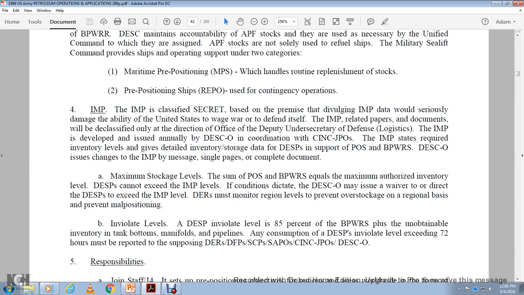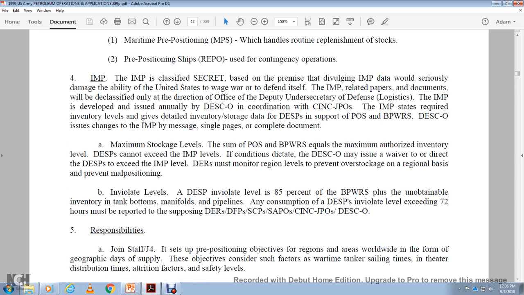The DOR must monitor the region level to prevent overstock of the regional base and to prevent malposting. And volatile level: the DSP and volatile level is 85% of the Bulk Petroleum War Reserve Stock, applied for the unattainable inventory tank by the manifold pipelines and consumption. If the DSP and volatile level exceeds 72 hours, they must report with support of the DR, DFP, the SCP, the SAPOs, the CINC, GPOs, and DSCOs.